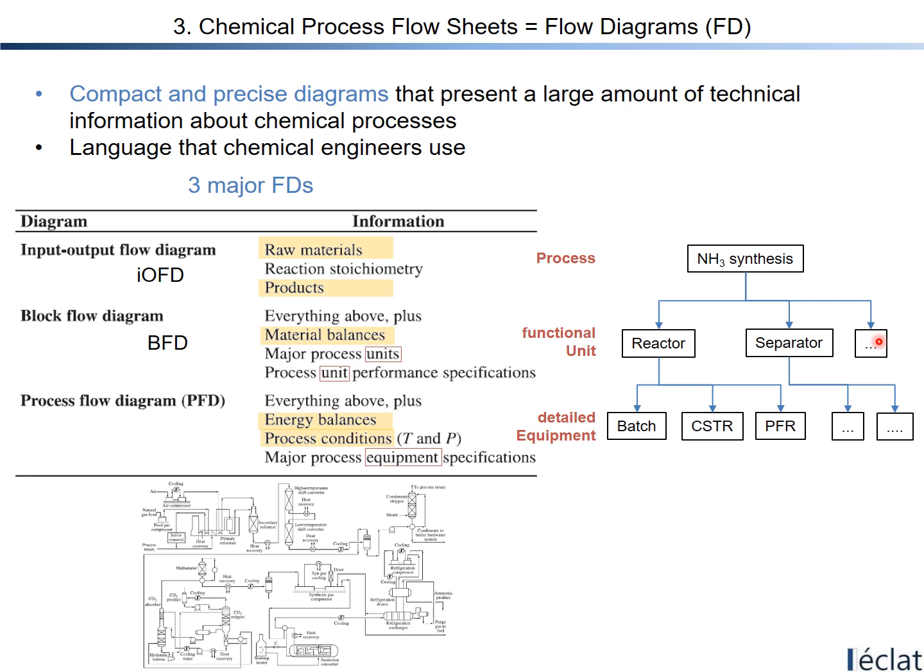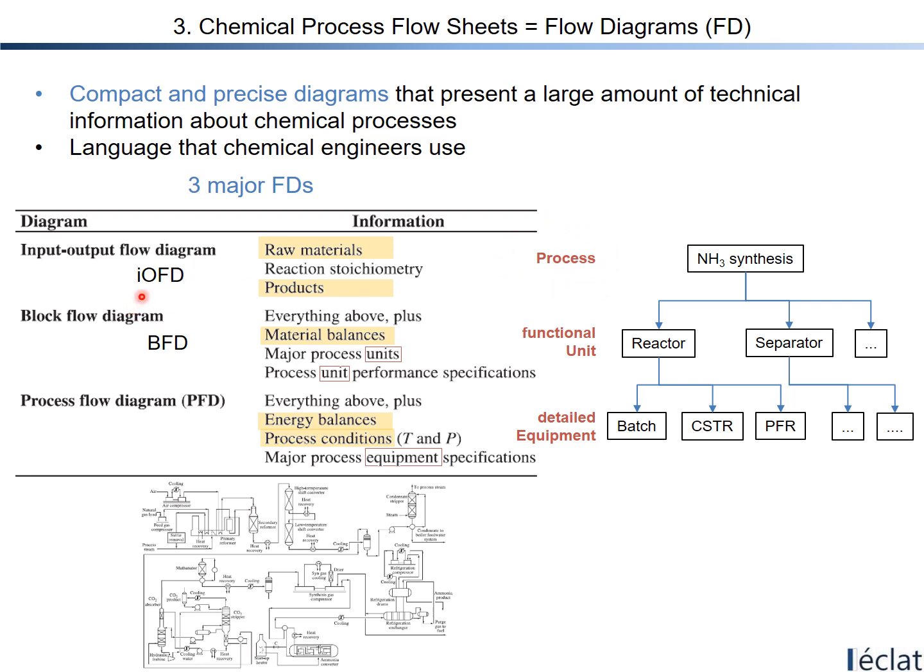And also, your reactor could be a batch or continuous stirred tank reactor or a PFR and so on. So I can describe a single process at three different levels. The first one is the overall process. The second one, the functional unit level. The third one, the detailed equipment level. Each flow diagram corresponds to each level.